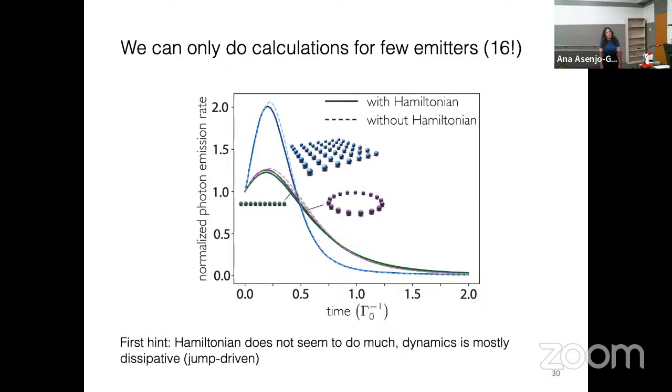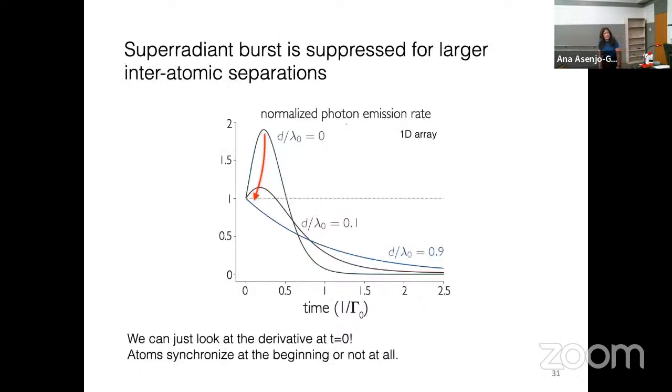The first thing is we can switch on and switch off the Hamiltonian. I can do the same simulation without the Hamiltonian. And what you see is that there is no big difference. So again, this process of superradiance is driven by the dissipative part. The Hamiltonian does not seem to do much. That's good, some simplification.